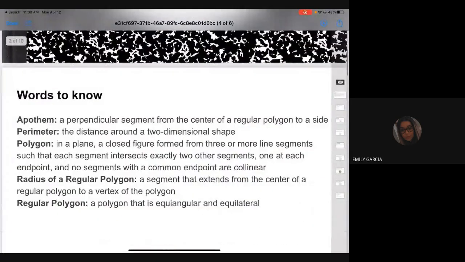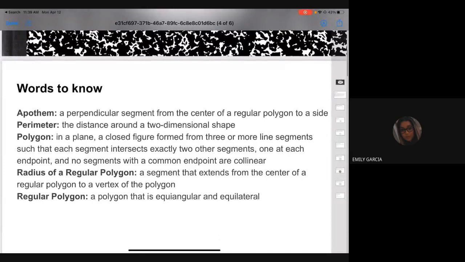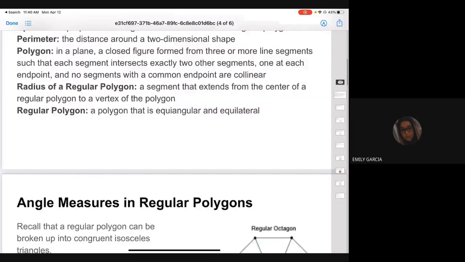Okay, so here are the different words that you're going to see today. So just keep an eye out for these. We will review them at the end. But here is just a review of those different words.